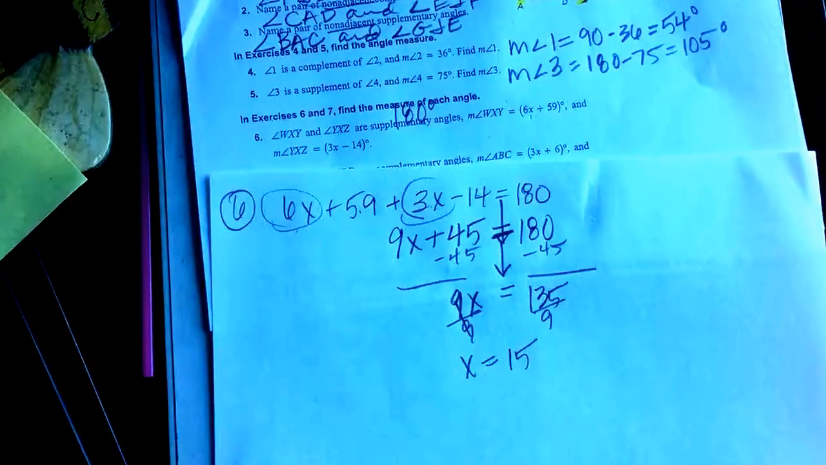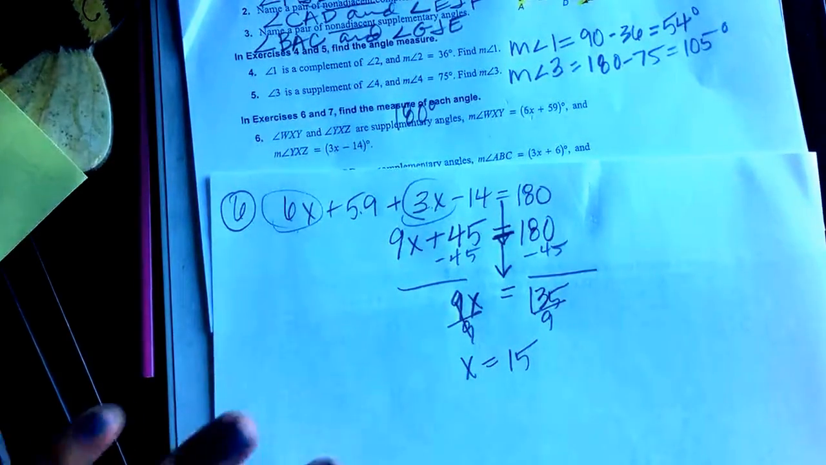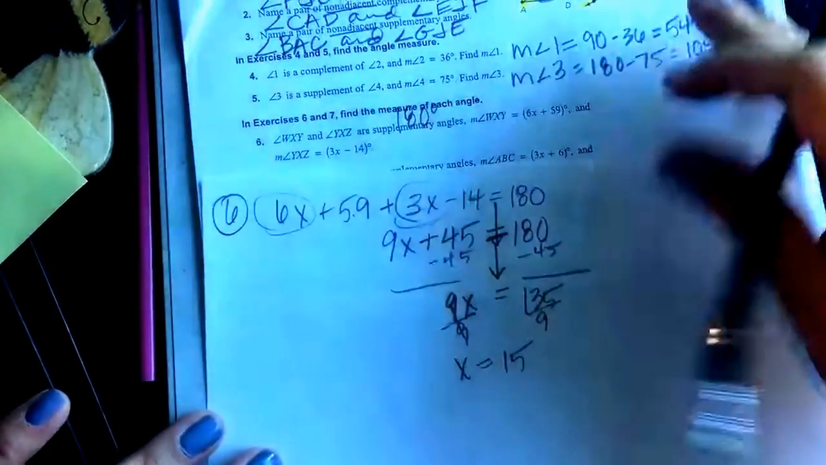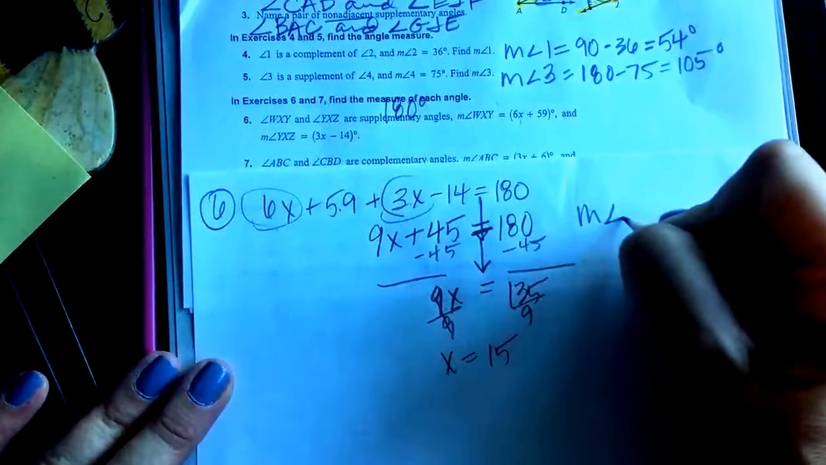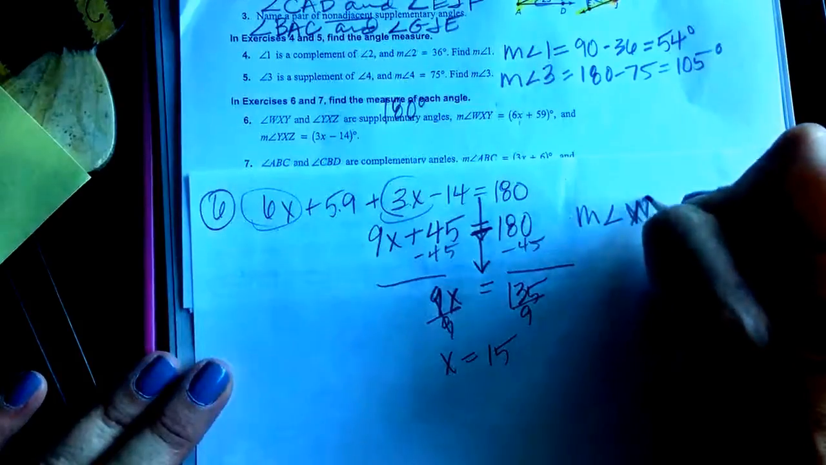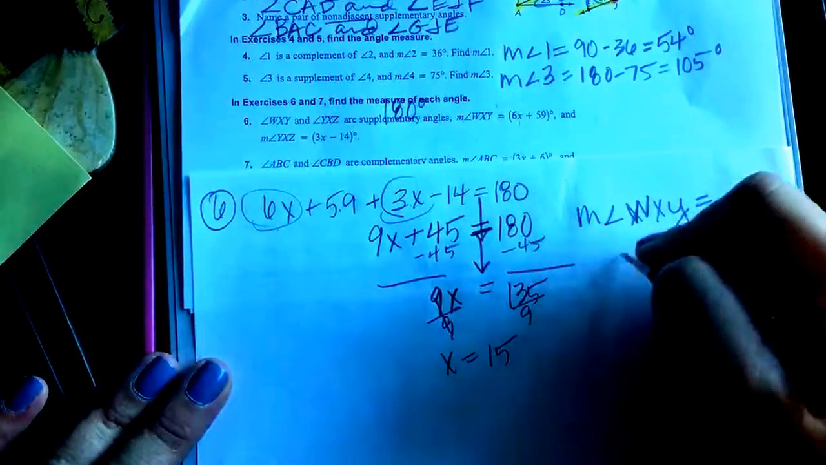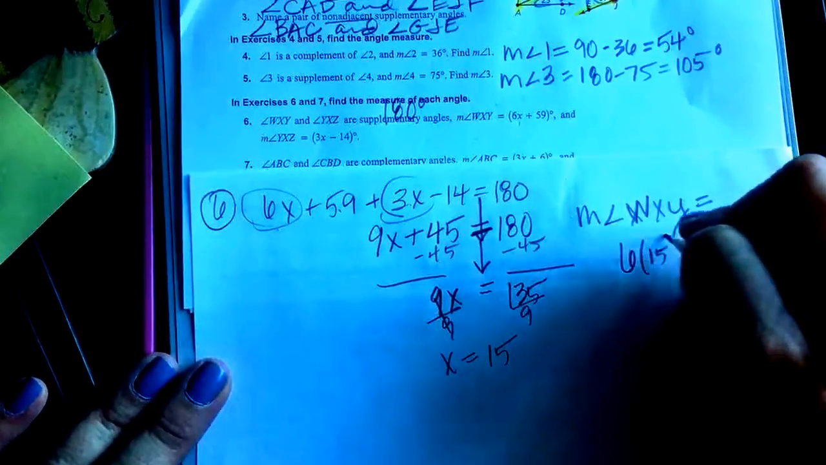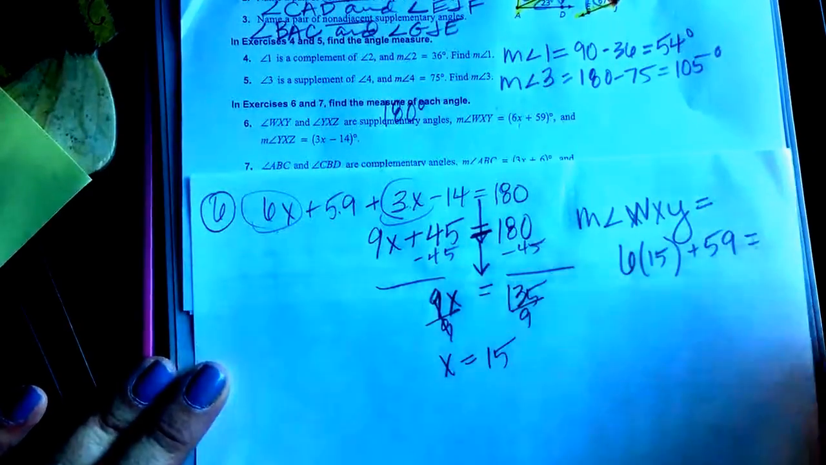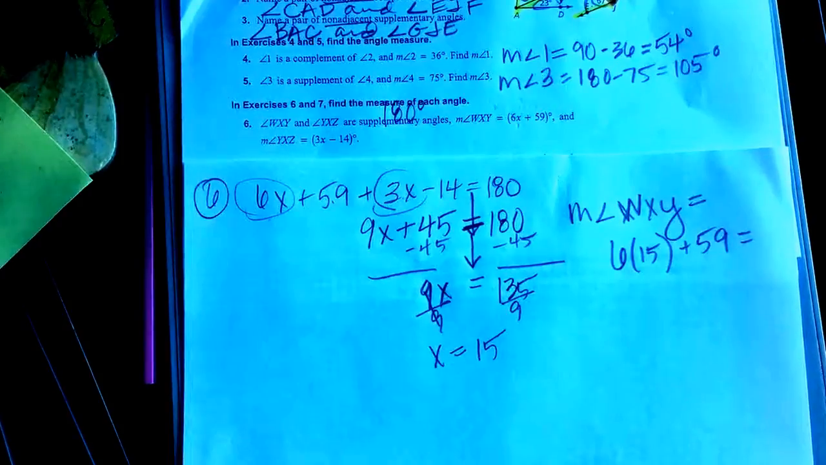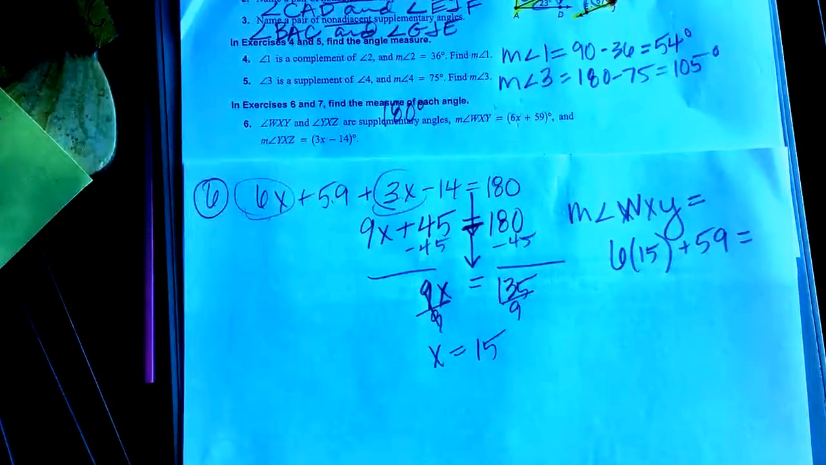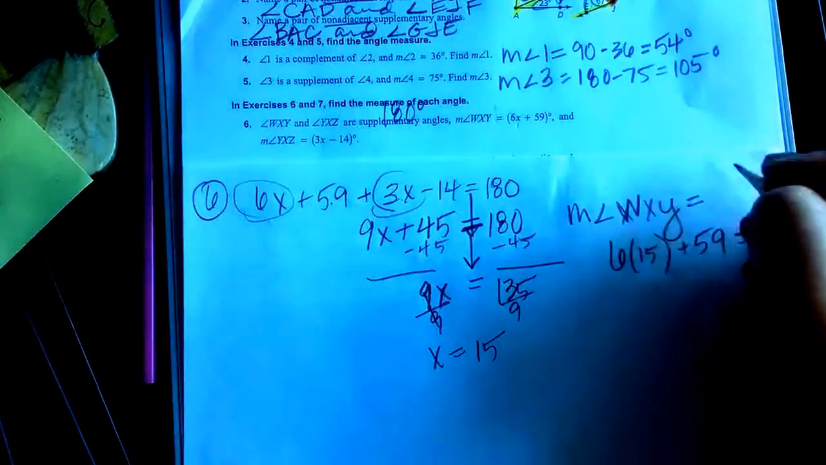Now, in this problem, make sure you go back and use it, because the fact of the matter is it actually says find the measures of each angle. It doesn't even go through the part where it says find x and then use it. It just says find the measures of each angle, so the assumption is that we're going to use our x. So the measure of angle WXY is equal to 6 times 15, plus 59. I'm getting 149 degrees for that angle.